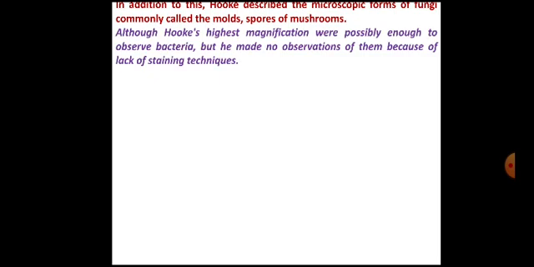So in addition to this, Hooke described the microscopic forms of fungi, commonly called molds, and he observed several types of spores of mushrooms. Although Hooke's highest magnification was possibly enough to observe bacteria, he made no observations of them because of lack of staining techniques. So that is the major drawback in Robert Hooke's discovery, that he made no observations of bacteria.